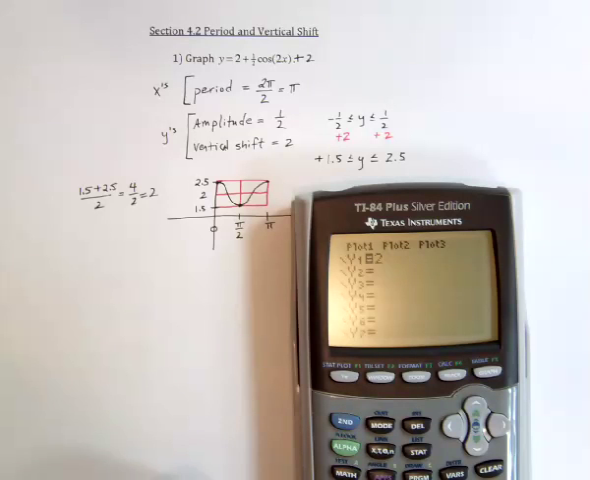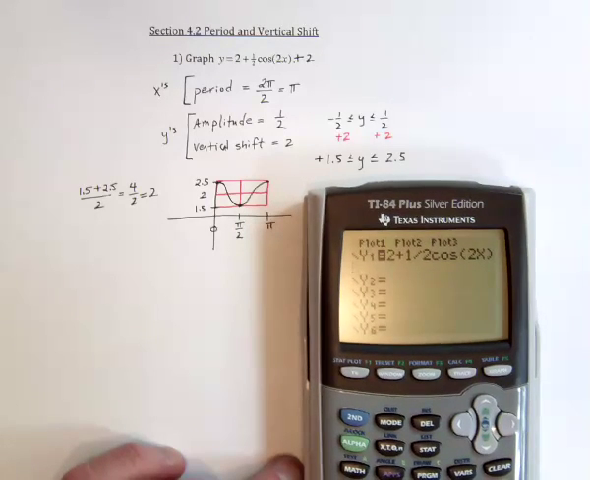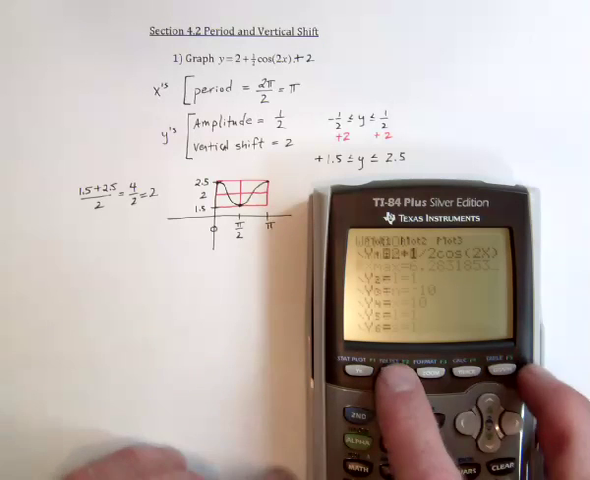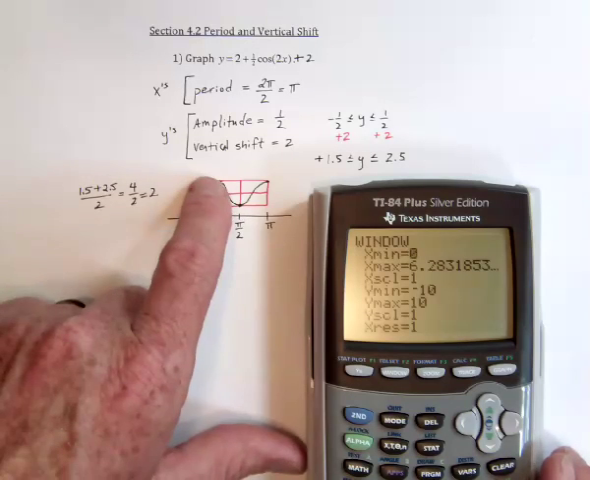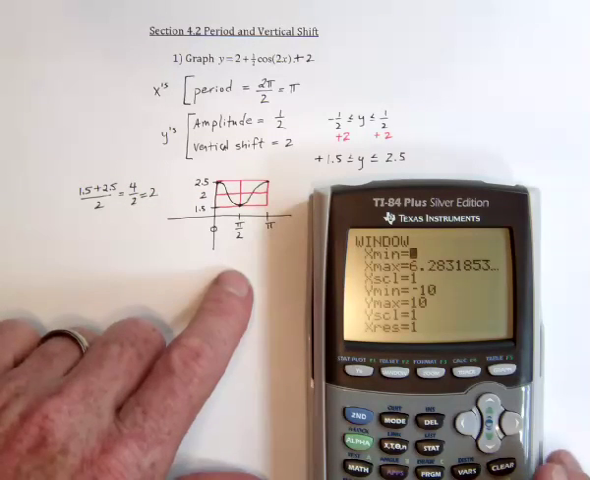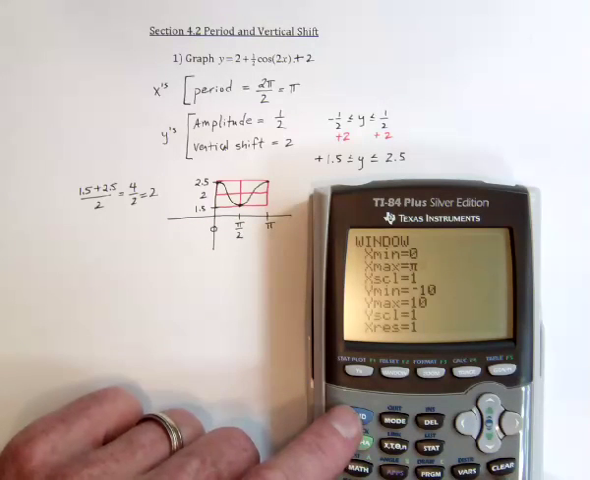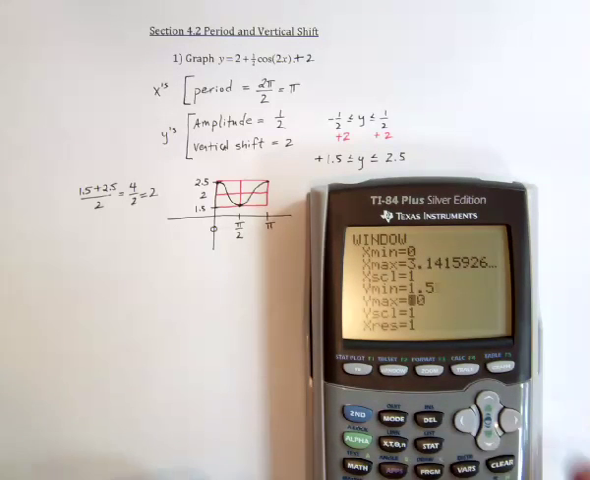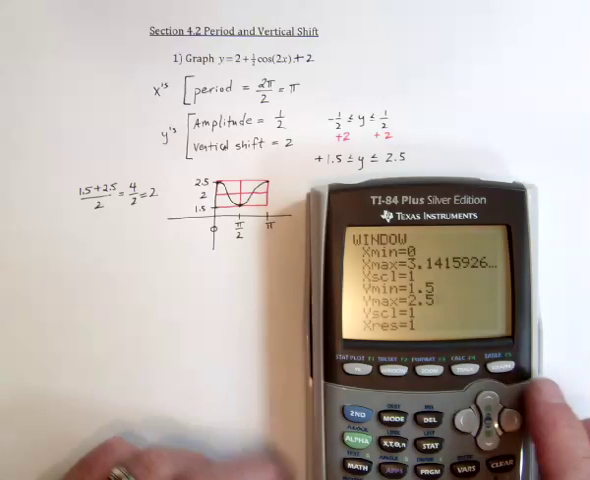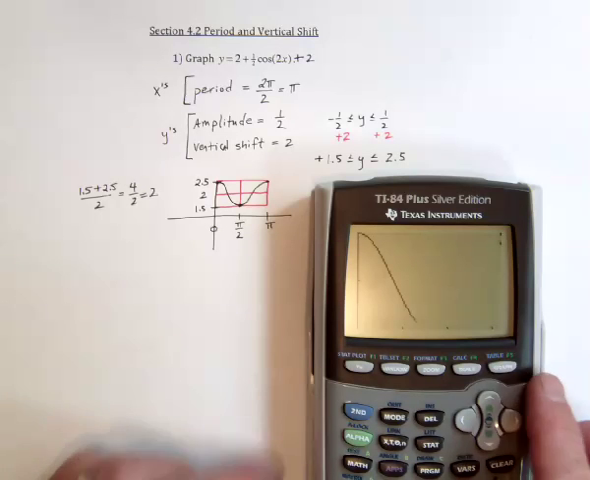So 2 plus 1/2 cosine of 2x was the original problem. And then I'm going to change the window to be this red box right here, so that when I take a look at the graph, it's going to look exactly like that one cycle of cosine. So for the x's, have it go from 0 to pi, and for the y values, from 1.5 to 2.5. And then we should see one cycle of cosine. Exactly.